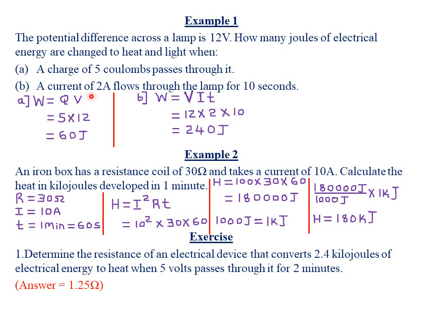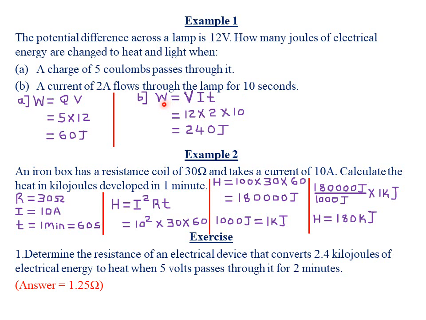Then part B, we are given a current of 2 amperes. So now we have a current of 2 amperes that flows through the lamp for 10 seconds. Of course, this is time. So we are given the current, we are given the time, we also have the potential difference V. So we look for the formula of electrical energy that utilizes the potential difference V, the current I, and also the time T, that is in seconds.